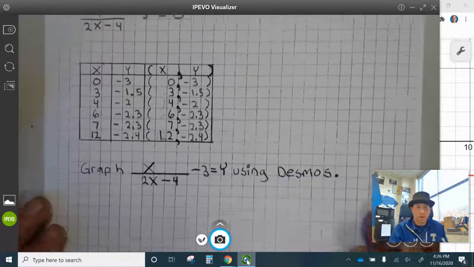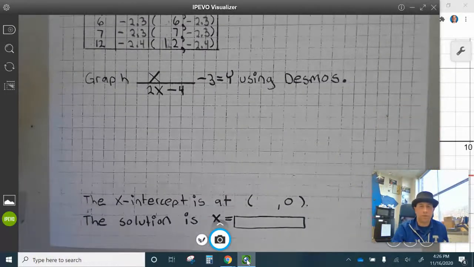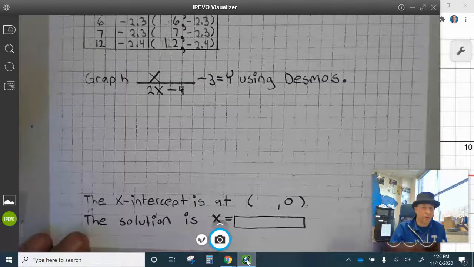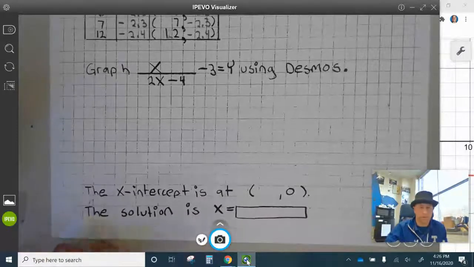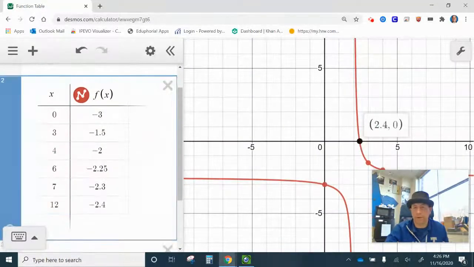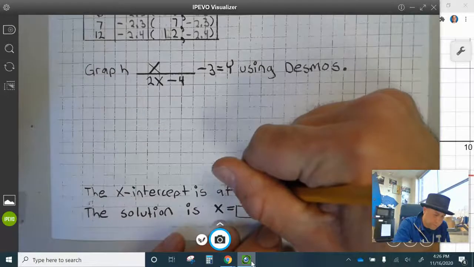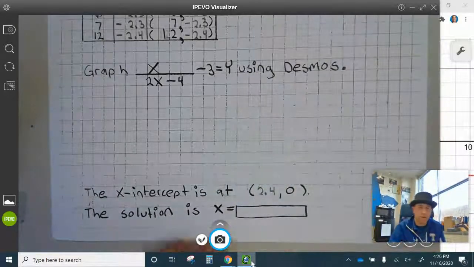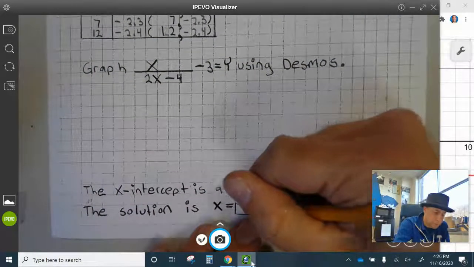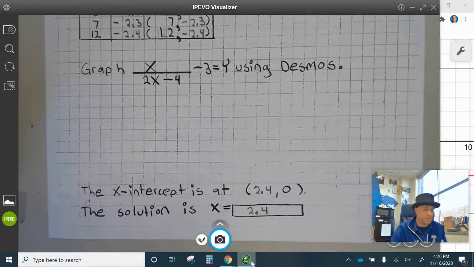All right, now we're going to graph the function using Desmos, which we already have, but now we're going to use that graph to find the x-intercept. Okay. So that is that point right there, 2.4 comma 0. Okay. So the x-intercept is 2.4 comma 0. The solution is x equals 2.4. Okay. Go ahead and finish up example 2.